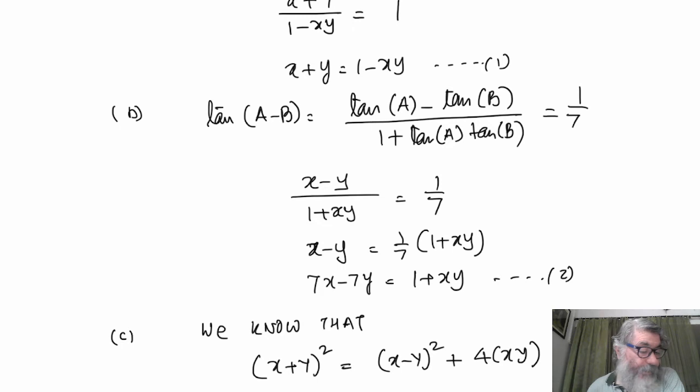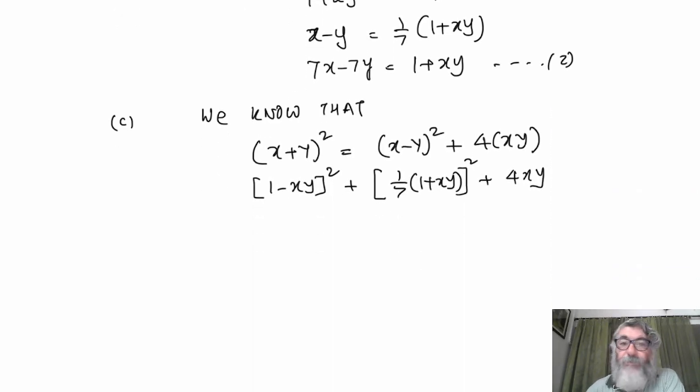Now I know the value of x plus y: 1 minus xy whole square from equation 1, and x minus y is 1 upon 7 times 1 plus xy whole square, plus 4xy. Let us open out and simplify this equation.